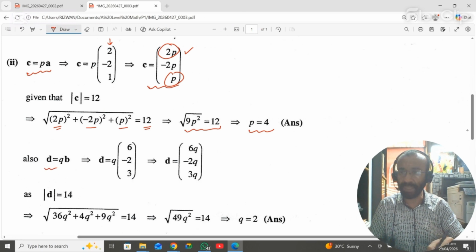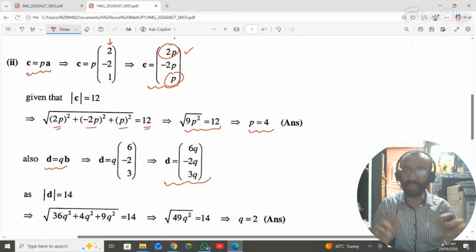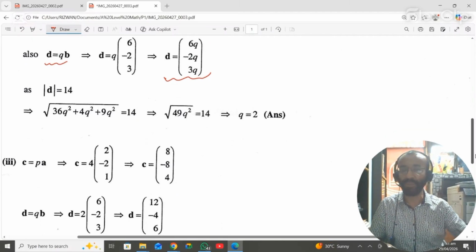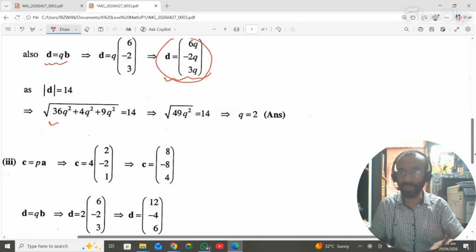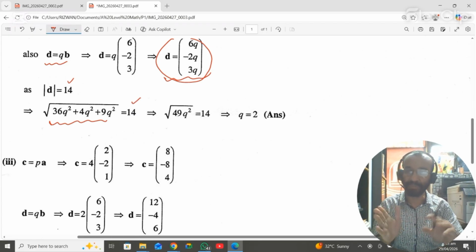Likewise, the equation of d was given in the question, that was d = qb. First, q will be multiplied inside, so this will be the step taken. And now d's magnitude was given in the question, that was 14. So we take the magnitude of this d vector with the formula square root of x squared plus y squared plus z squared, and set it equal to 14, because this is the magnitude which was given in the question. And after solving it, this will be the answer.